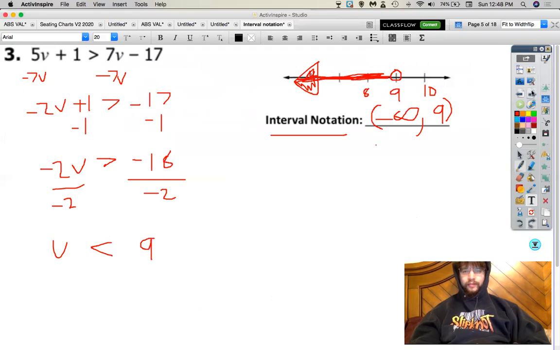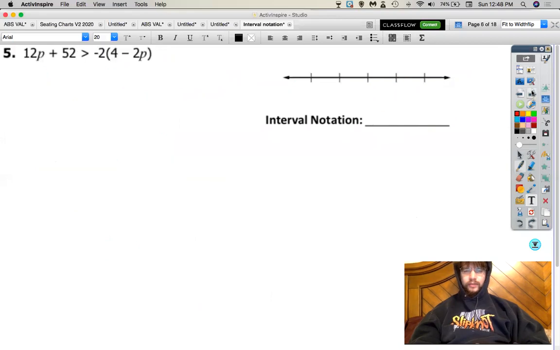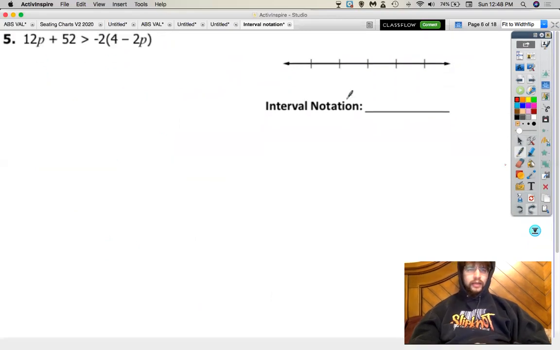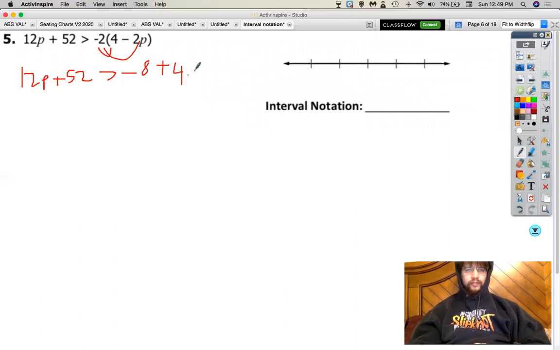Let's look at this one, let's see what happens. So I'm looking, we got the distributive property going on. 12p plus 52 is greater than negative 8 plus 4p.